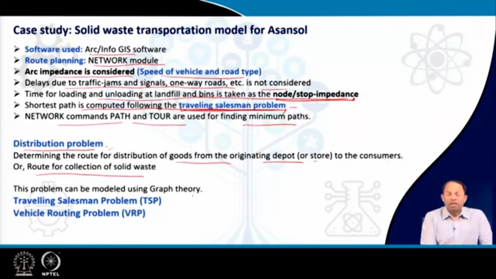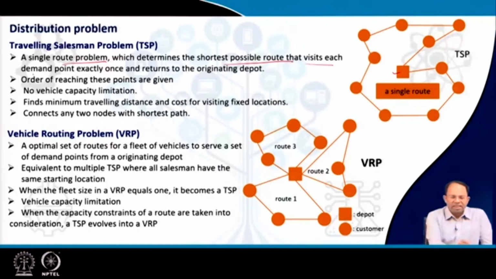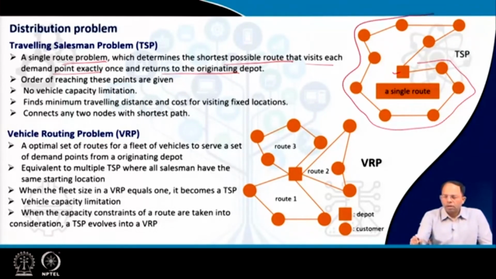Now this problem can be modeled using graph theory, same as we discussed in the last lecture, and we can use the traveling salesman problem or vehicle routing problem to solve this case. Now, what is the traveling salesman problem? It's a single route problem. We determine one route, like for example, here this is the starting point of the vehicle, and we are determining one single route which gives the shortest possible route that visits each demand point exactly once and returns to the originating point. Over here, I have gone via this particular route and then I have returned back to this particular starting point.